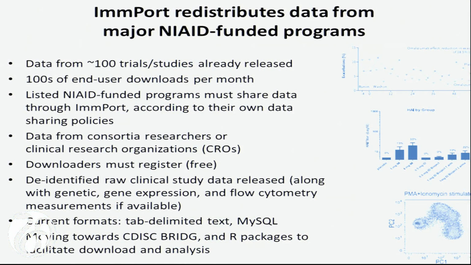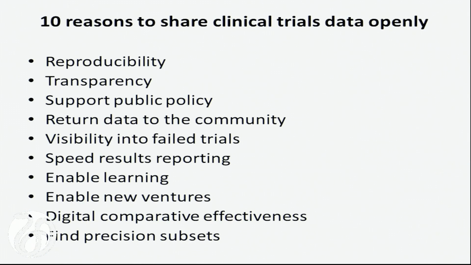We often get the data from the consortium researchers, or preferably from the contract research organizations. Many of these large studies, even academic ones, obviously go through CROs, and the data is organized there and deliverable in a standard way. We also have genetic data and gene expression data. Genetic data goes through NIH's established mechanisms, so we don't reinvent any of that. We currently give out trials data in tab-delimited text files and MySQL format, but we're also moving towards CDISC BRIDG, a standard used by the pharmaceutical industry, which we thought we could use for data release as well. So it'll be very quick.